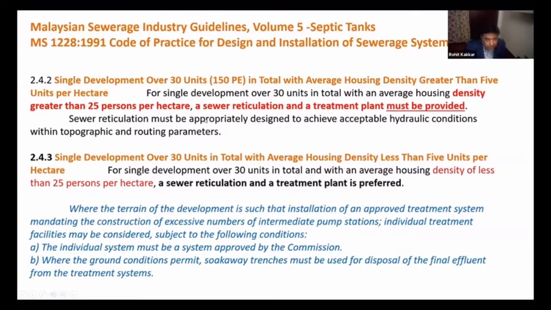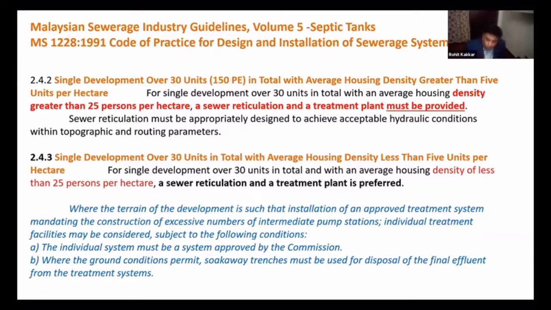And what Malaysia says is that if you have a single development of over 30 units, that is 150 odd people, then you must go with sewer reticulation and a treatment plant, must. In case it is more than 30 units, but the density is less than 5 units per hectare, then you should preferably go for a sewer reticulation system. But if you can prove that the terrain and arrangements are such that it will become very expensive to build sewage treatment, then you can go in for on-site systems, and all these individual systems must be approved as per the design.